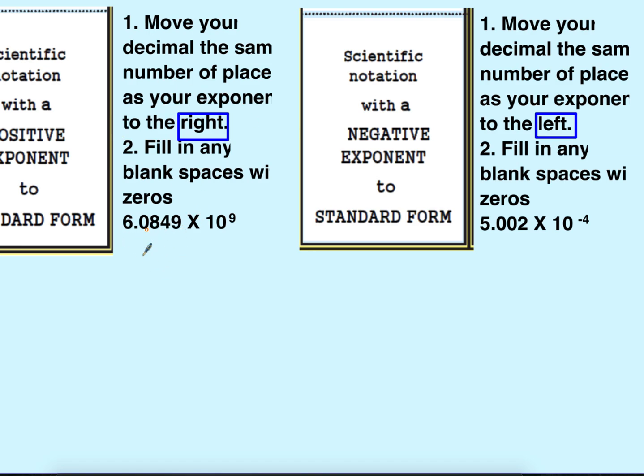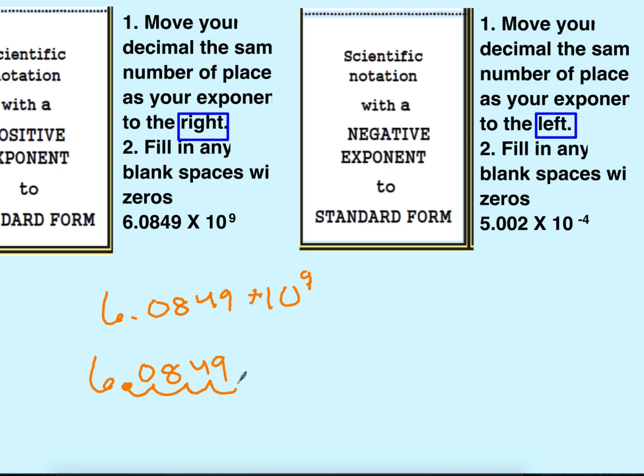So now if I have a number here in scientific notation, like 6.0849 times 10 to the 9th, I'm going to go backwards. Because this is 10 to the 9th power, the cool thing is because it's a positive exponent, I'm going to go to the right. And it's just telling me how many times I got to move my decimal to the right. So because it's to the 9th power, and I want to change this into standard form from scientific notation, I'm going to move it over 9 times.